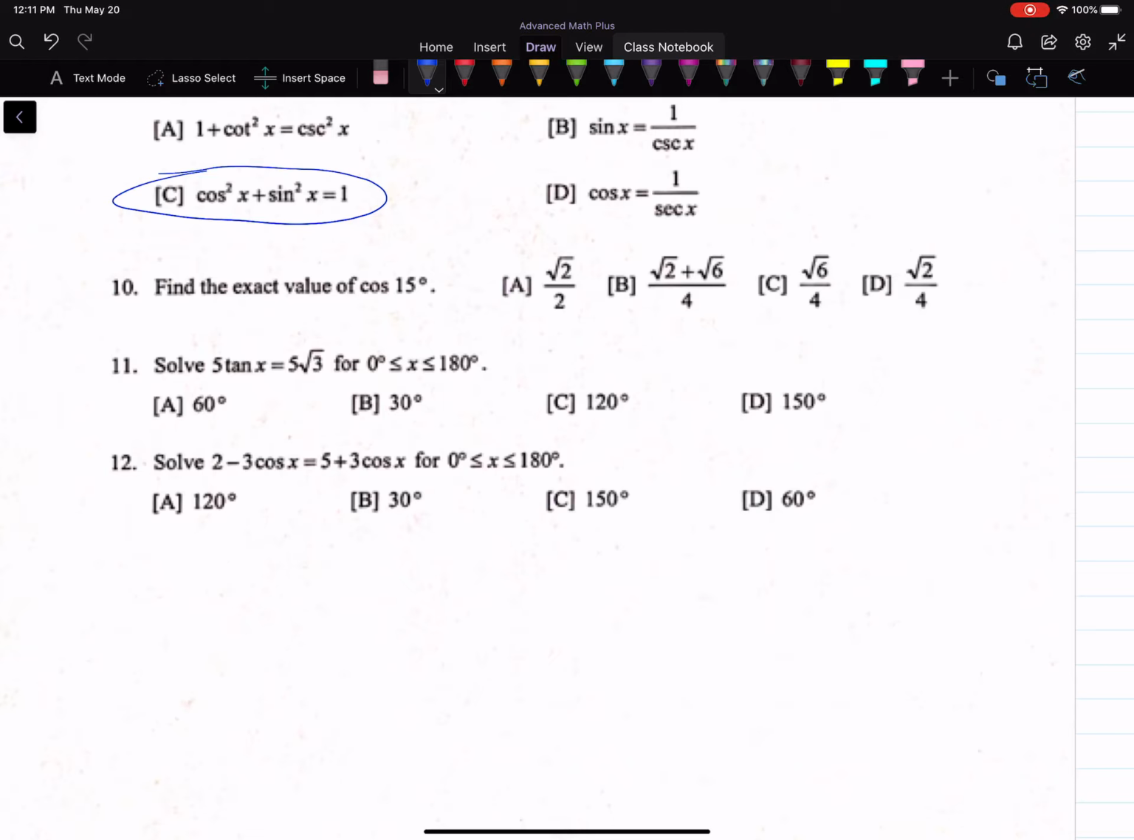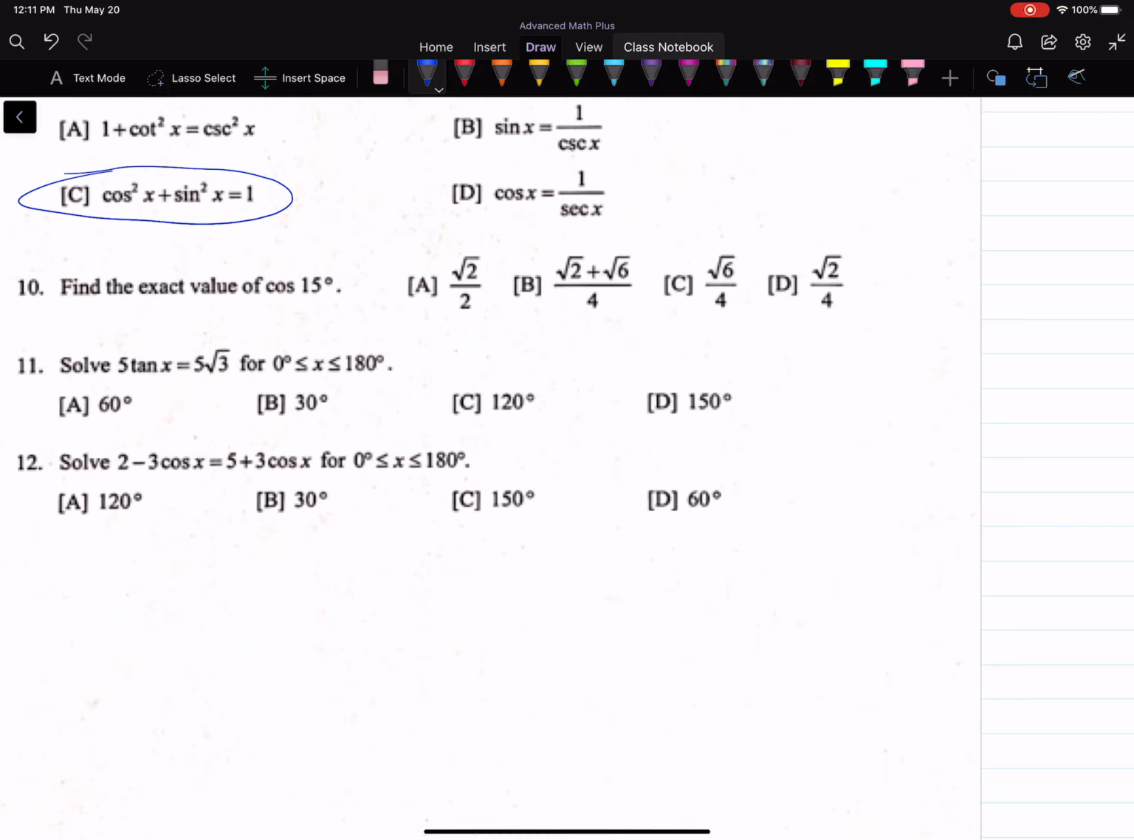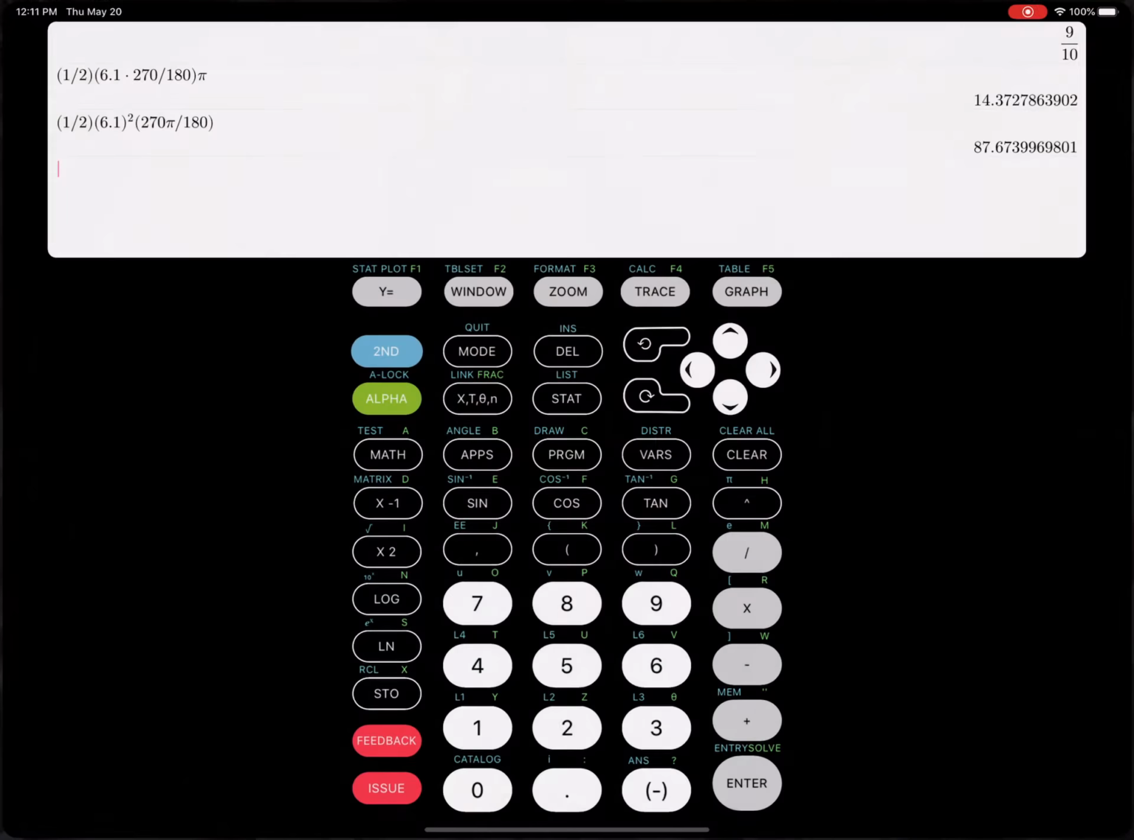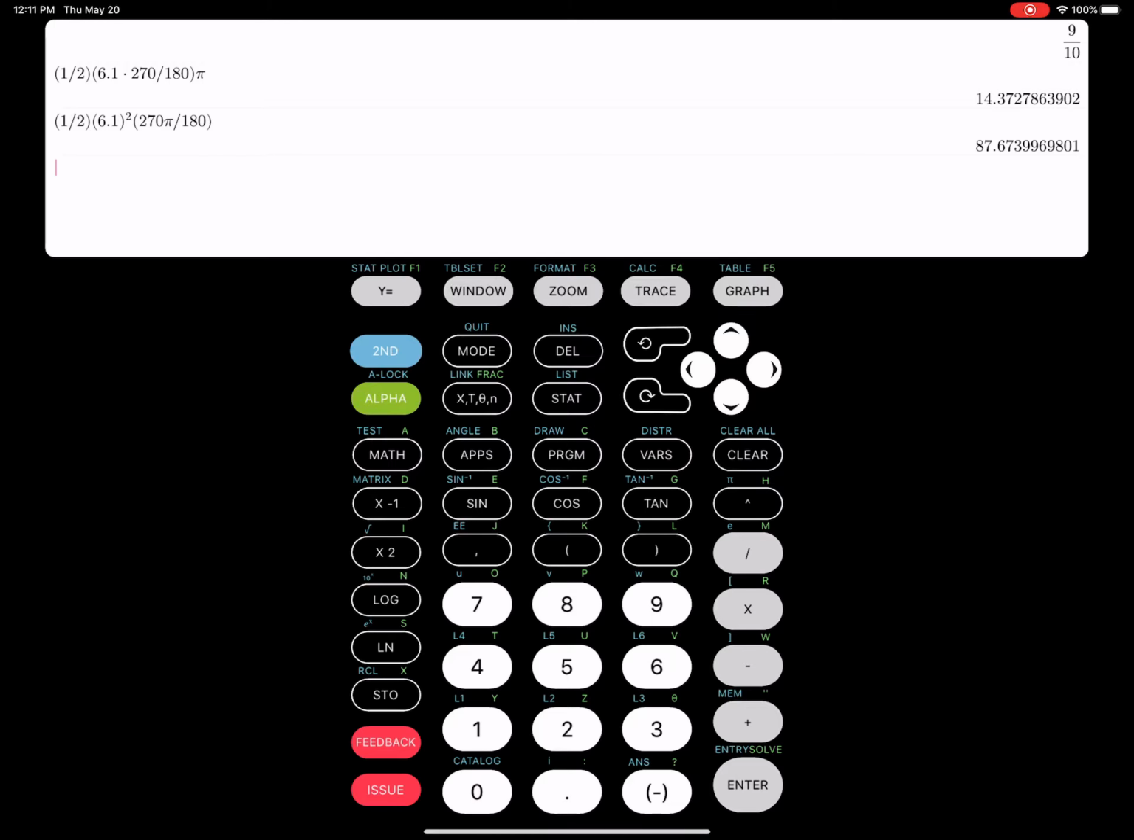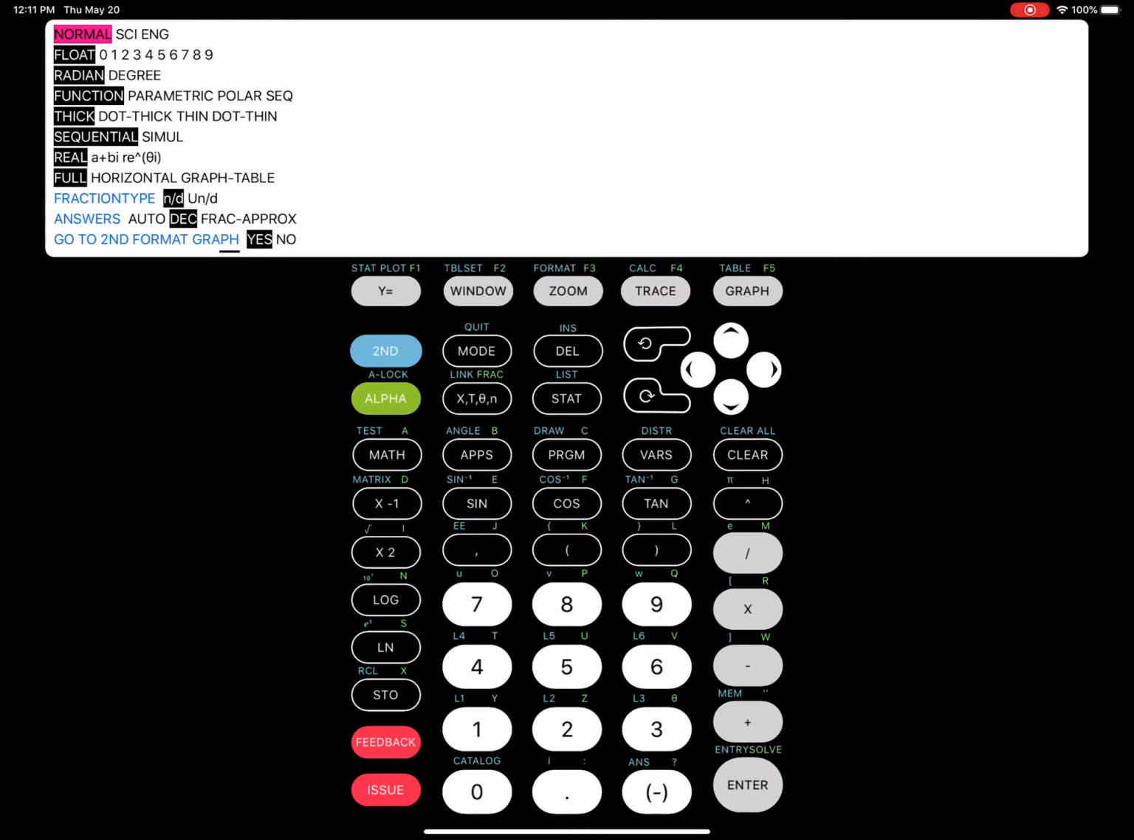It's a little long, but that's okay. Push comes to shove, you're going to have your calculator. So I'll show you the cheat way if it's a multiple choice test. You can literally type in cosine of 15 degrees. You need to make sure the mode on your calculator is in degrees. Mine is in radians, so make sure it's in degrees.